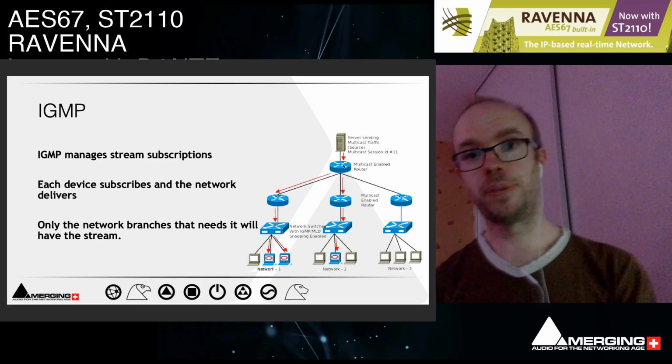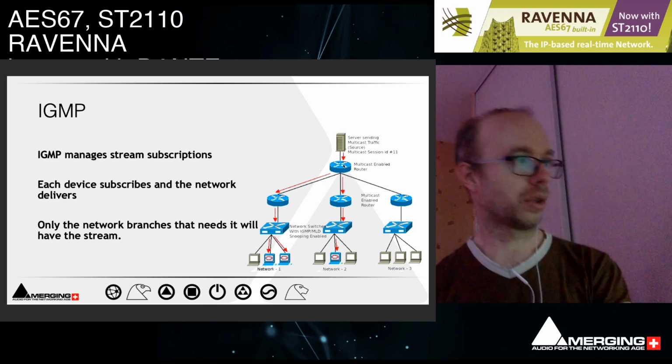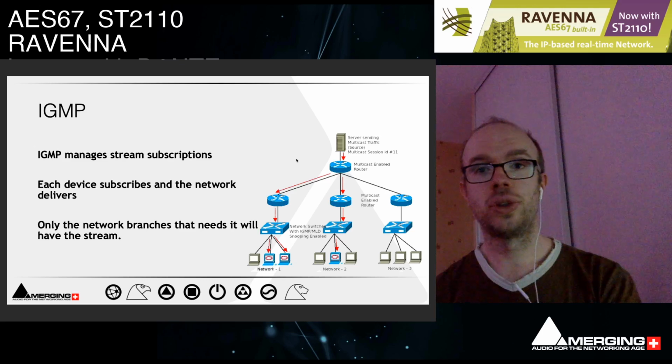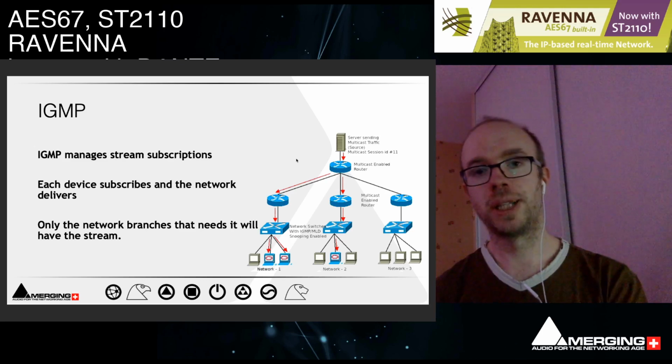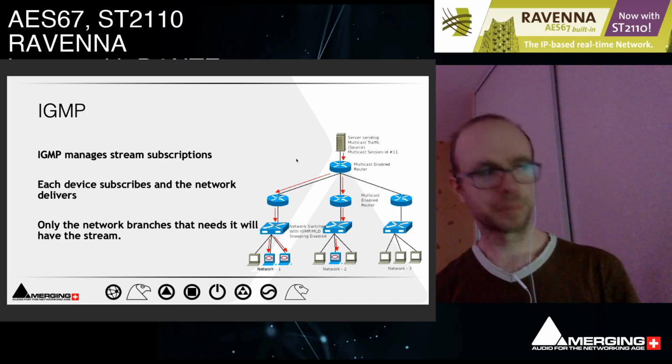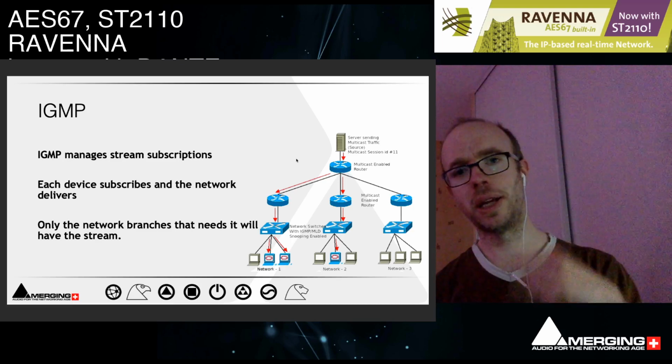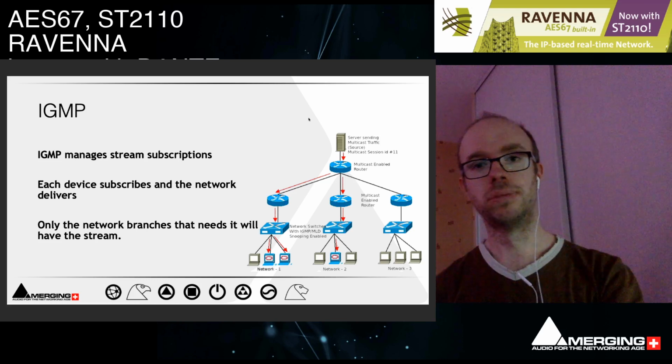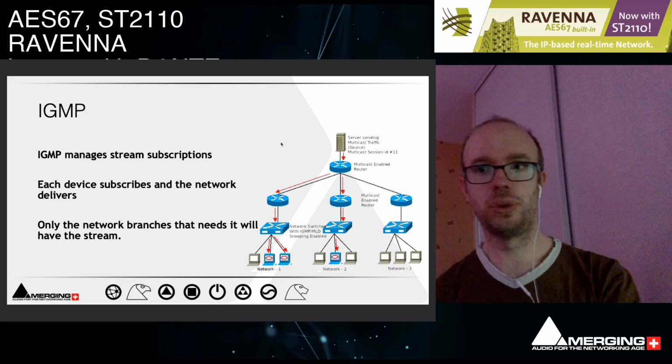And this is called IGMP, for Internet Group Management Protocol. And those switches do IGMP snooping. That is, they see the IGMP packets coming and going, and they actually enable or disable multicast distribution on the stream.